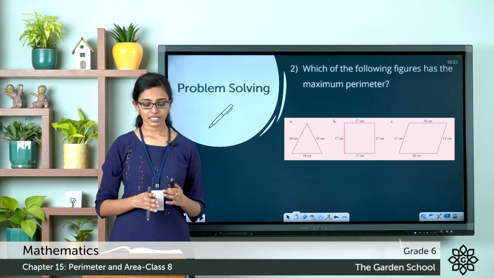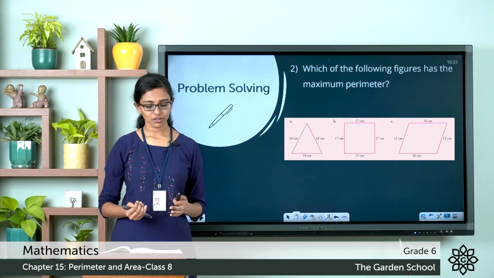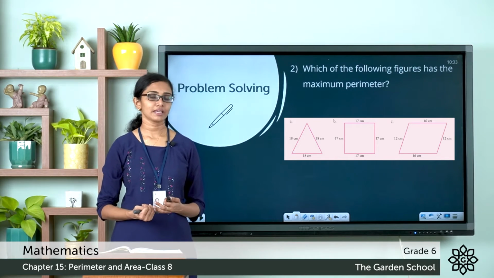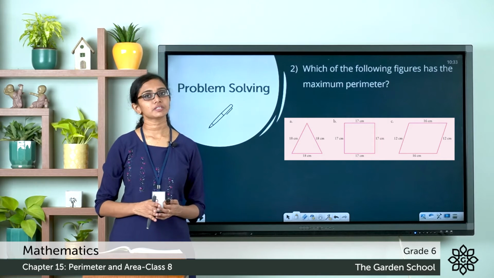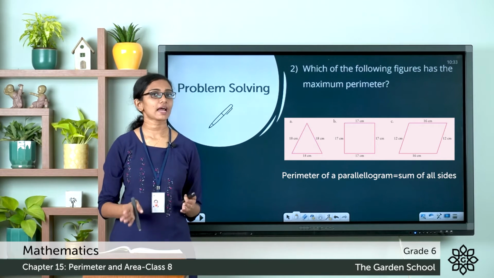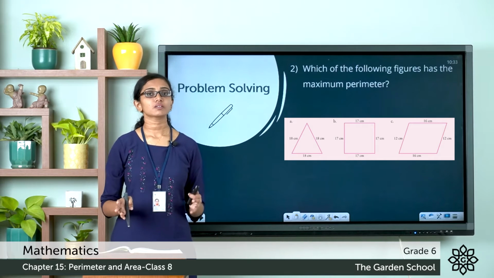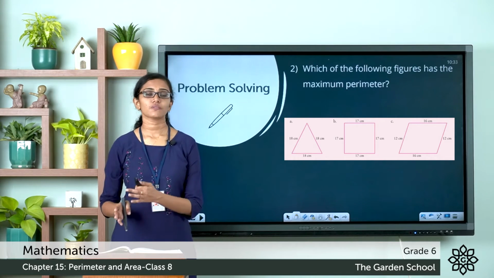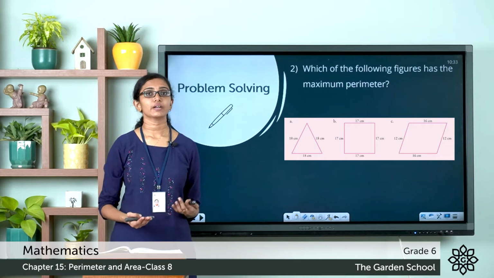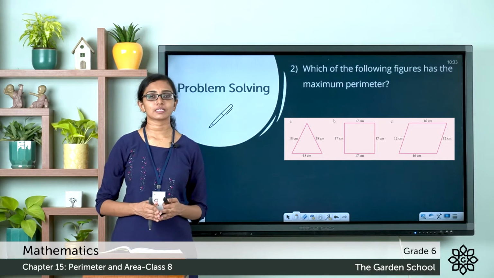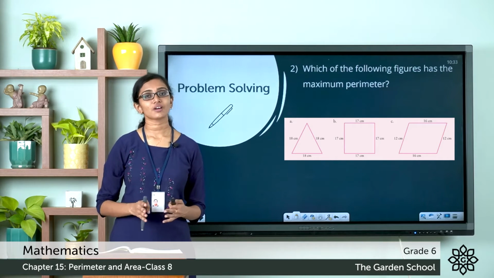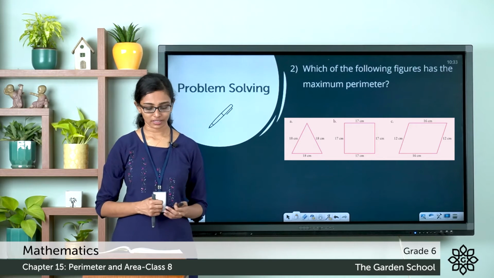Now the third figure is a parallelogram. For a parallelogram, the opposite sides are parallel and equal. So to find out the perimeter of a parallelogram, you can just add up the length of all the sides. Once you find out the perimeter of each of these figures, you can easily decide which one has got the maximum perimeter. You can draw the figures in your notebook and find the solution to the question.